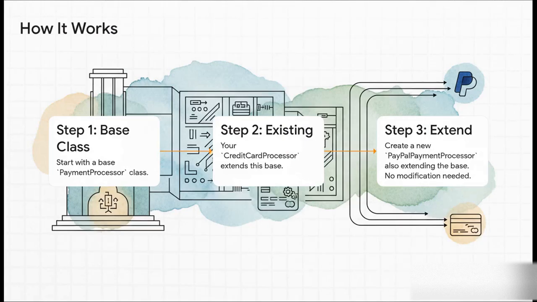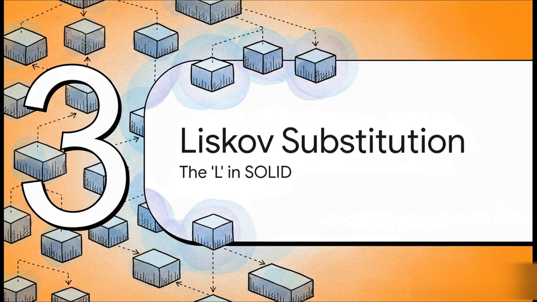And here's how you do it. You start with a general payment processor concept, or an interface. Your original credit card processor uses it. Now, when you need to add PayPal, you simply create a brand new PayPal payment processor class that also uses that same interface. The original code, never touched. It's beautiful.